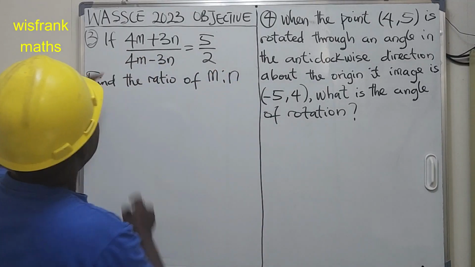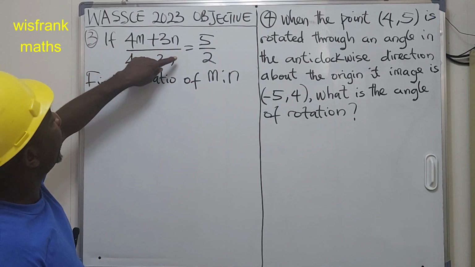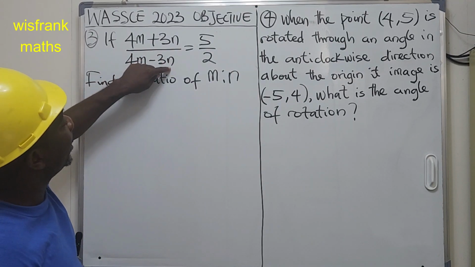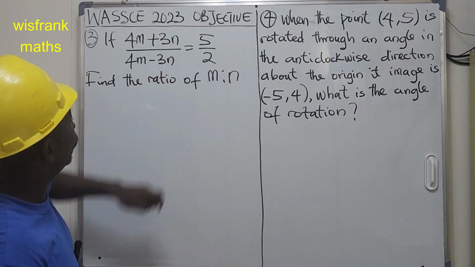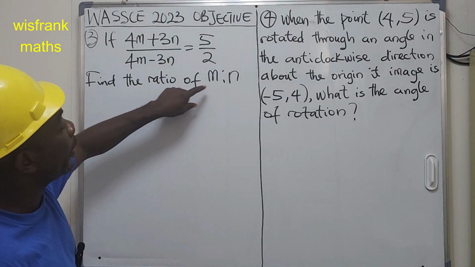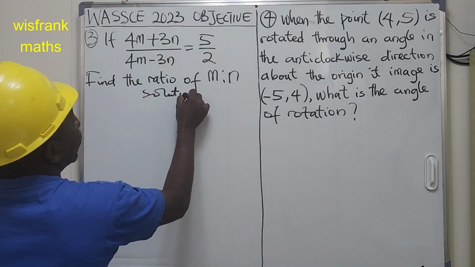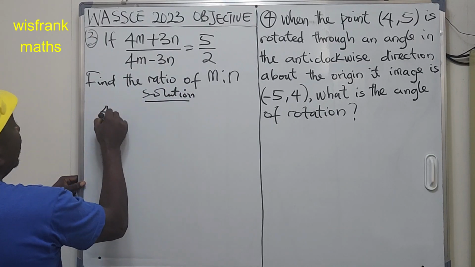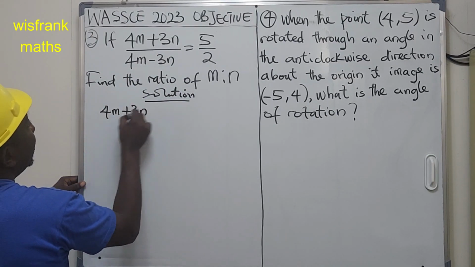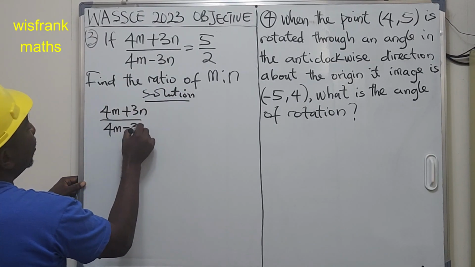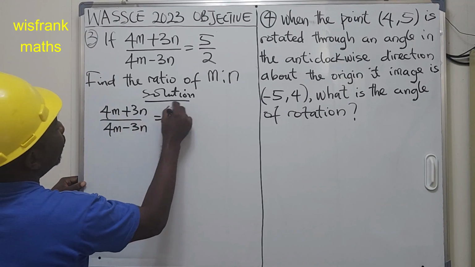Number 3 says, if 4m plus 3n all over 4m minus 3n equals 5 over 2, find the ratio of m to n. We have the solution. So we have 4m plus 3n all over 4m minus 3n equals 5 over 2.